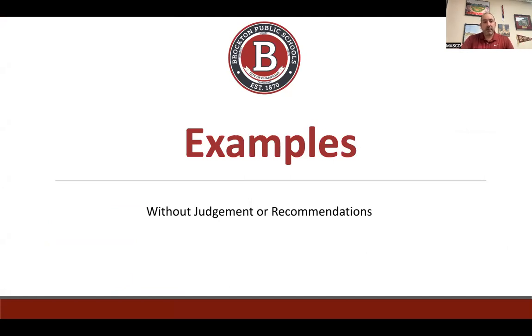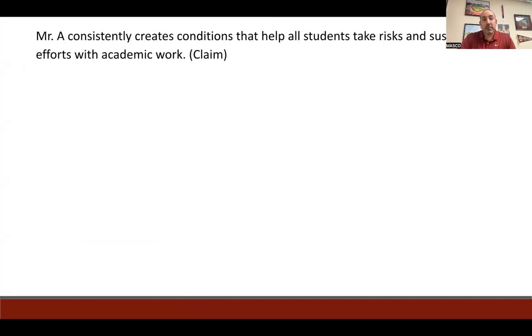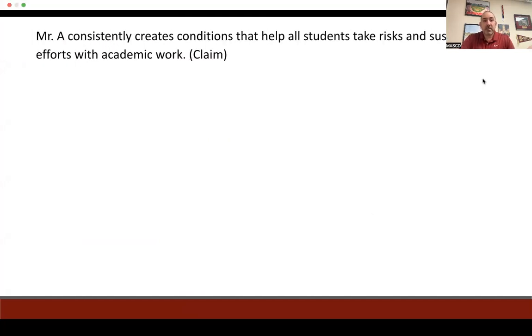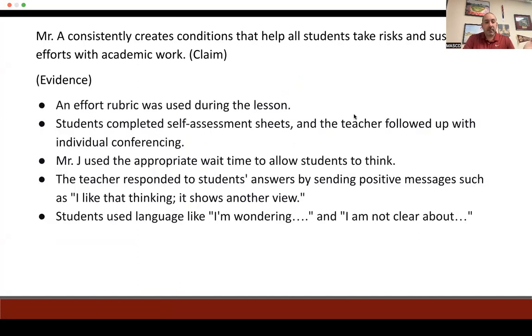So for examples, I had a few in here for you. A claim statement: Mr. A creates conditions that help all students take risks and sustain their efforts with academic work. So you went in and looked at rigor and you talk about risk taking. This is a claim. You then add your evidence. You talk about what you saw.